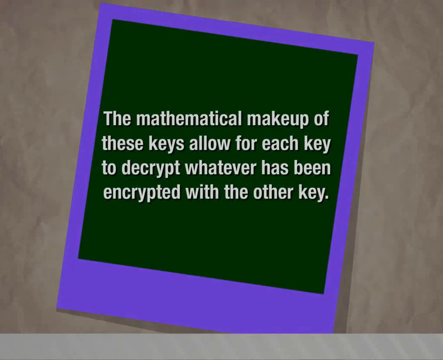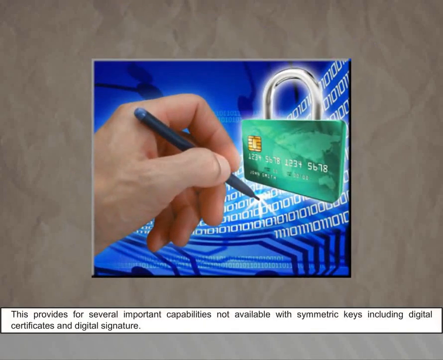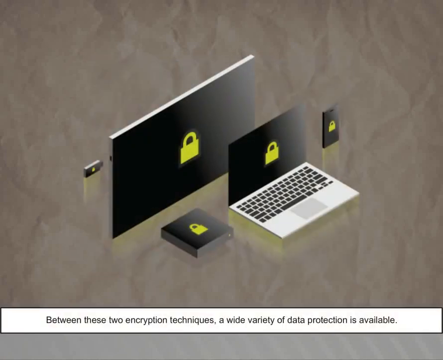The mathematical makeup of these keys allows each key to decrypt whatever has been encrypted with the other key. This provides several important capabilities not available with symmetric keys, including digital certificates and digital signatures. Between these two encryption techniques, a wide variety of data protection is available.